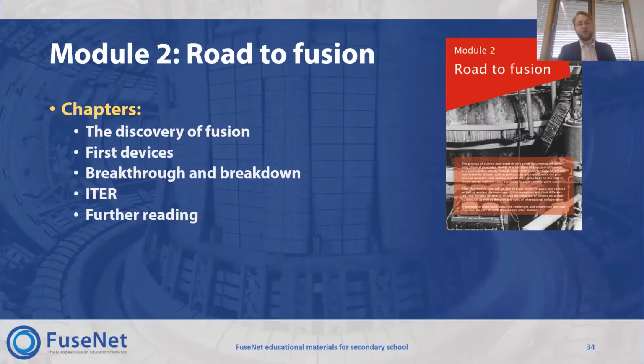In module 2, we go through a kind of chronological approach to fusion. We start with the discovery of fusion. We go over some first devices. There was a period of great breakthroughs, but also of a lot of pessimism, which is then handled. And we end at ITER, which is the current frontier of fusion science and engineering, and which you will see live in just about an hour.